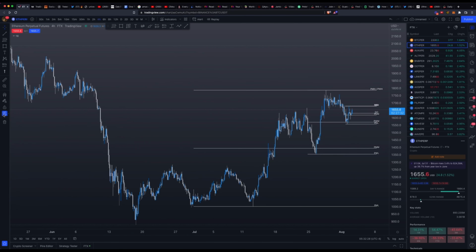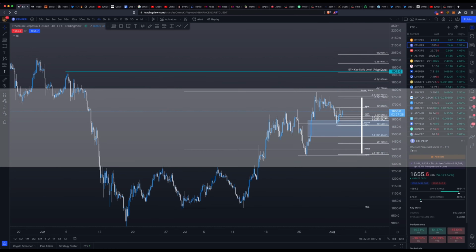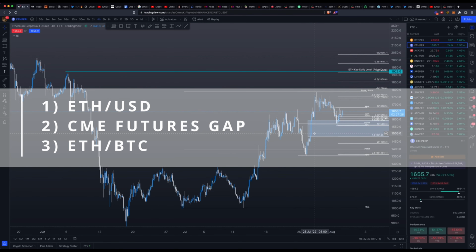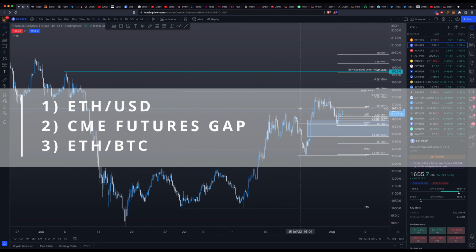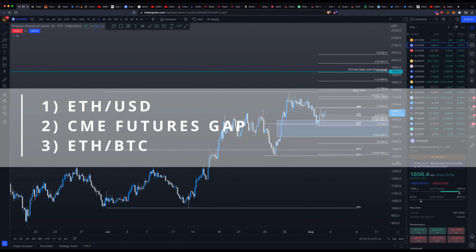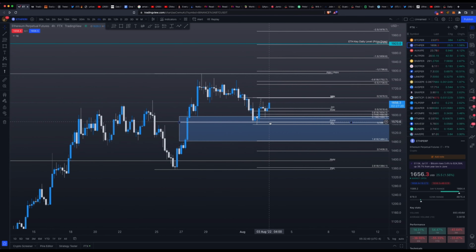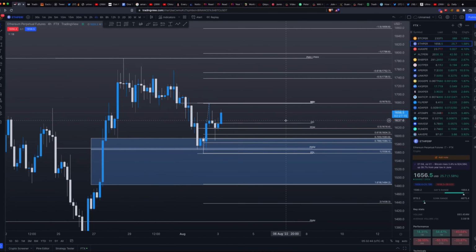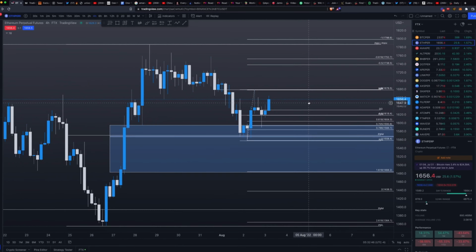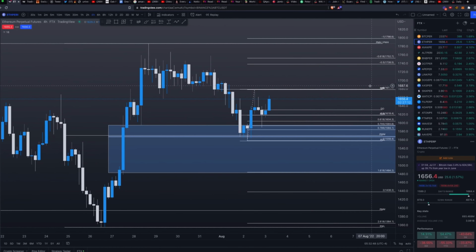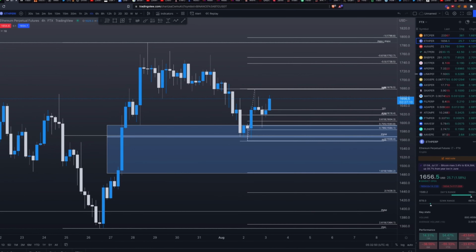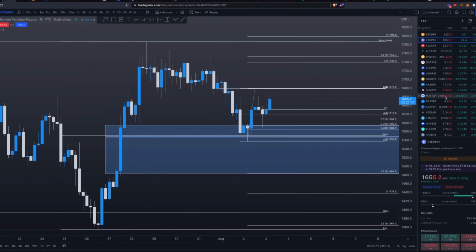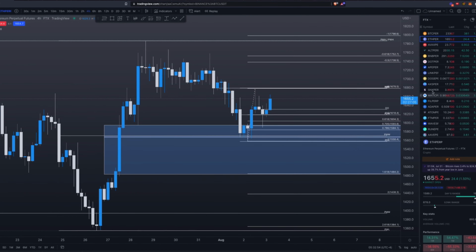So immediately jumping into Ethereum, we're going to take a look at Ethereum against USD first, and then we're going to talk about the CME futures gap, and then we're going to take a look at Ethereum against Bitcoin. Now, Ethereum is sort of the mama of all altcoins, and because Ethereum is the highest market cap coin in total too, it's very important to determine the performance of Ethereum, especially if you're interested in getting into altcoins, especially in the top 50 or so.